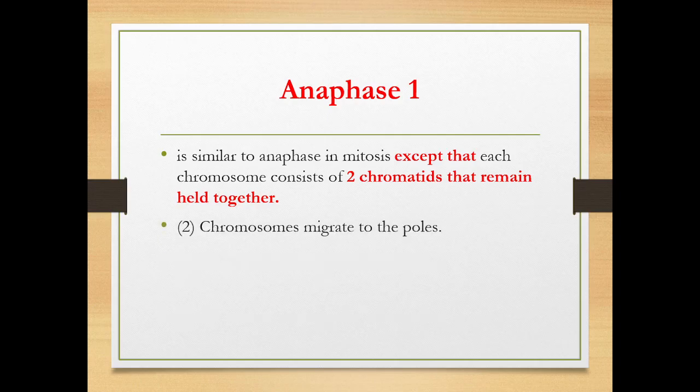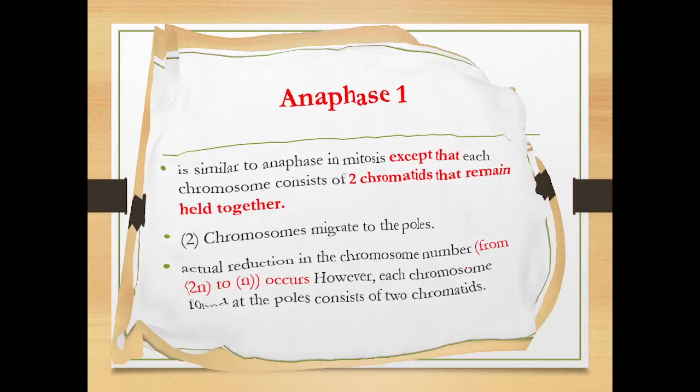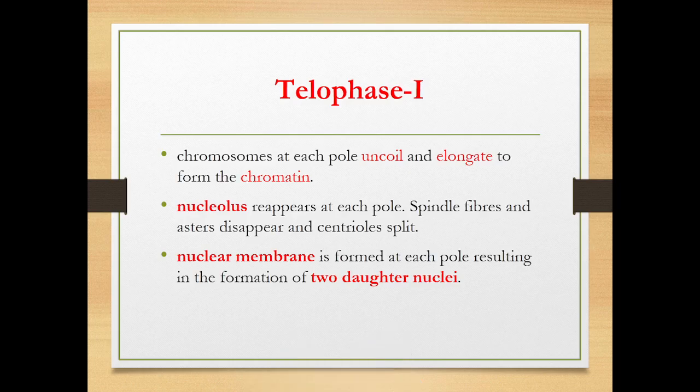Then the chromosomes start to migrate to the poles, and the actual reduction in chromosome number occurs. However, each chromosome found at the poles consists of two chromatids. So a haploid number will be formed at anaphase. One thing you need to understand is that the chromosomes normally still have two chromatids. That's a very important point.